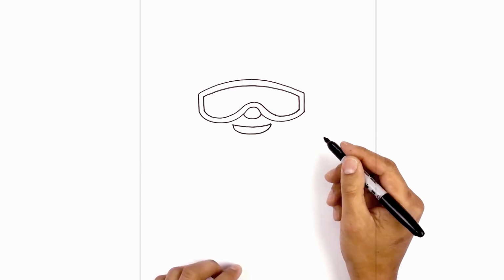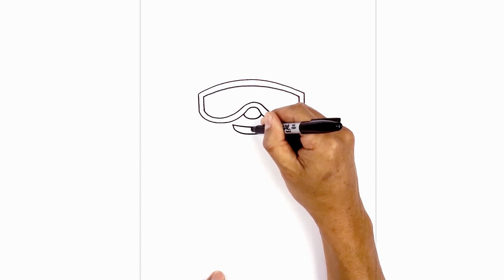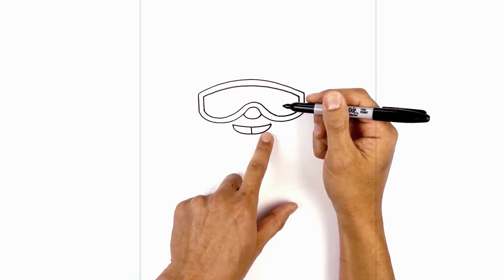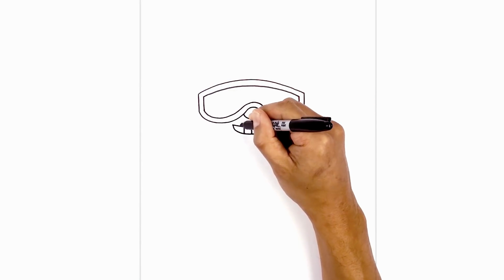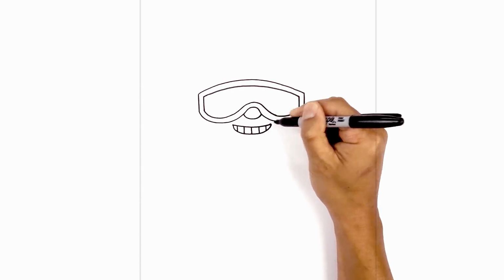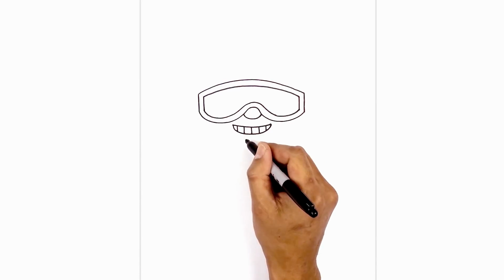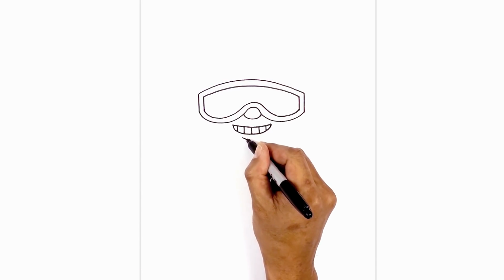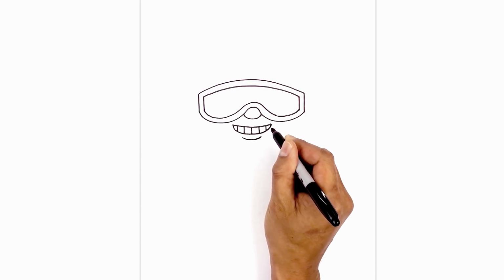Let's separate out the teeth. We're going to start in the middle with a straight line. Now we're going to add 2 more lines on either side. Now right below the mouth, we're going to add the lower lip. We're going to start on the left side, we're going to curve down, and then up on the right side.